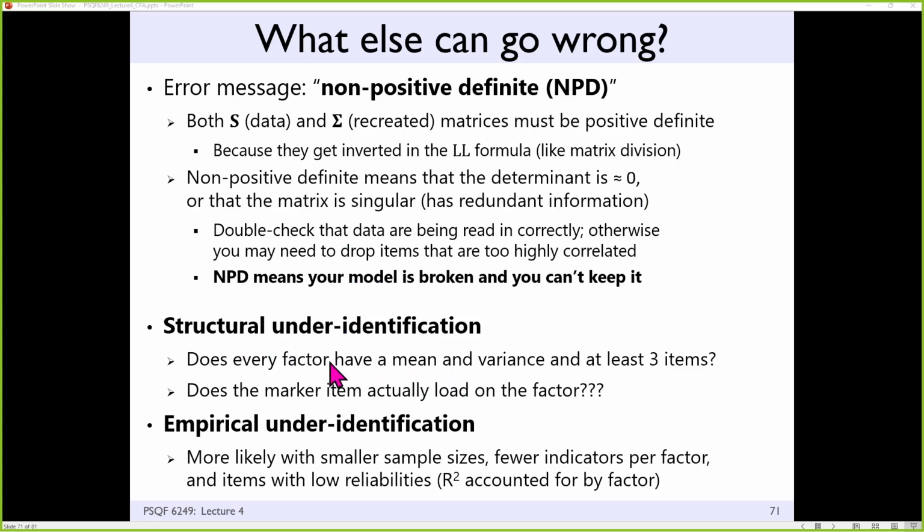So in that case, check to make sure that you haven't missed a step. Make sure that every factor has a mean and a variance, that you've scaled it, that it has at least 3 items. Make sure that your marker item does load on the factor. And empirical under-identification could still happen, in which case you may have to make more constraints or reconsider what you want to do with respect to your indicators. It's harder to give general advice about that, though.